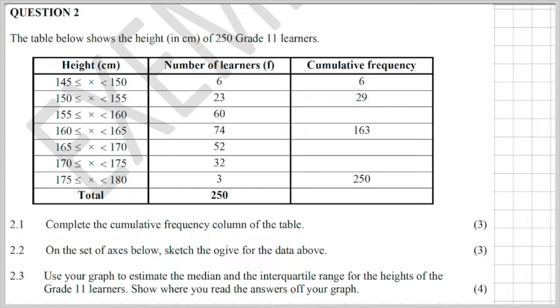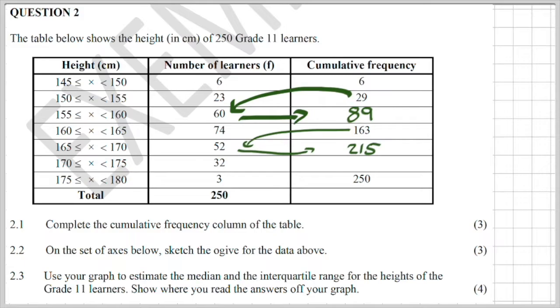The first question is to complete the cumulative frequency column on the table. So first of all, 29 plus 60 gives me 89. 163 plus 52 gives me 215. The 215 plus 32 must give me 247. But also understand that we can maybe lose one of these, and then you still have to be able to calculate it by simply adding. So 29 plus 60 gives me 89.